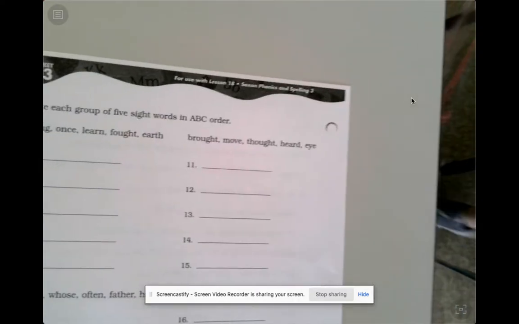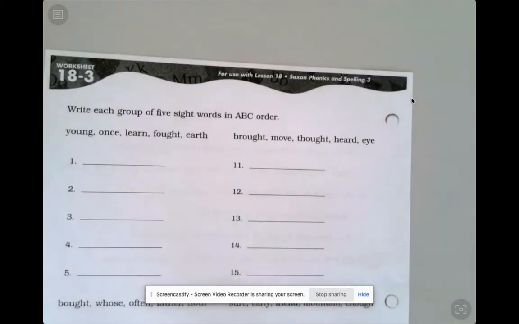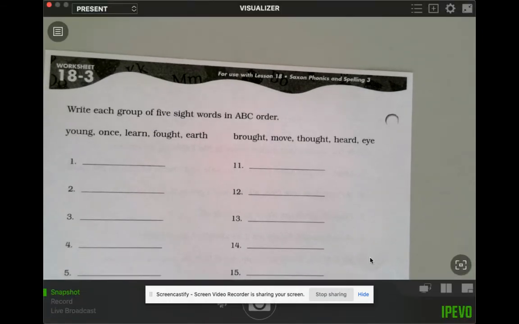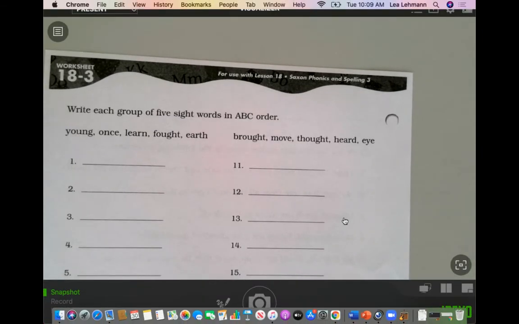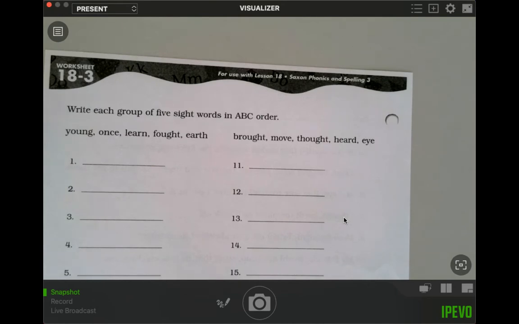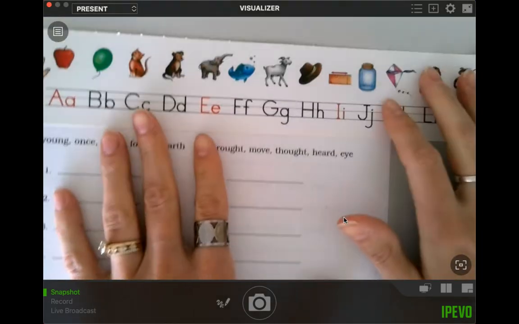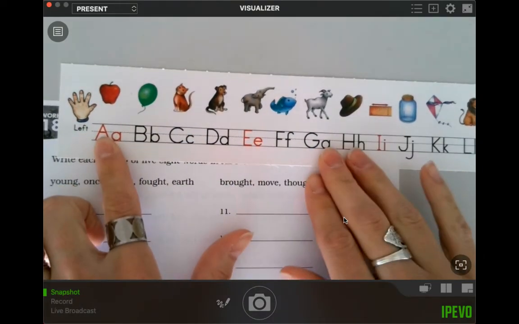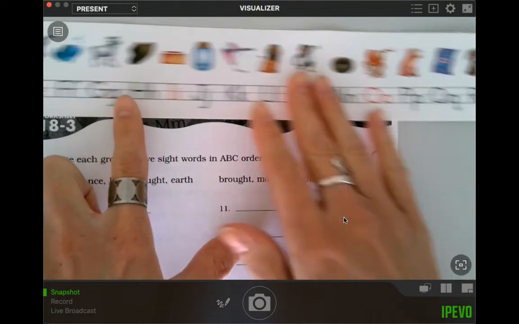All right, so we should have Phonics 18-3. We're going to look at the side that says write each group of sight words in A, B, C order. Okay, you at your desk have your alphabet. Do not forget, when we alphabetize, we're looking at our alphabet. So I have my own alphabet. We start at A, and we go all the way to Z.